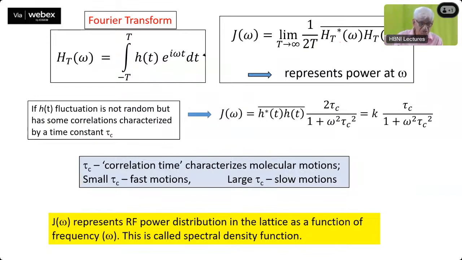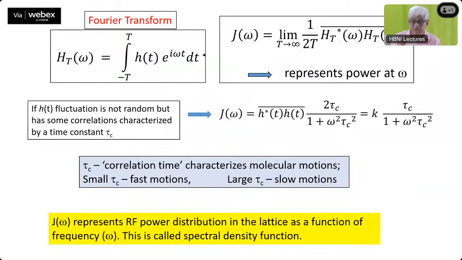Now, the question is, are the fluctuations random, or is there any correlation between them? If the h of t fluctuation is not random and has some correlations, what does it mean? What is the fluctuation at this particular time, and what was it a particular time before? Is there a relationship between them? Or what is it now, and what will it be after 1 microsecond or 10 nanoseconds? Will there be a relationship between them? That is a kind of correlation. This is called a memory. How much memory does it have? So it has some correlations, which will show up as a decrease in the randomness.